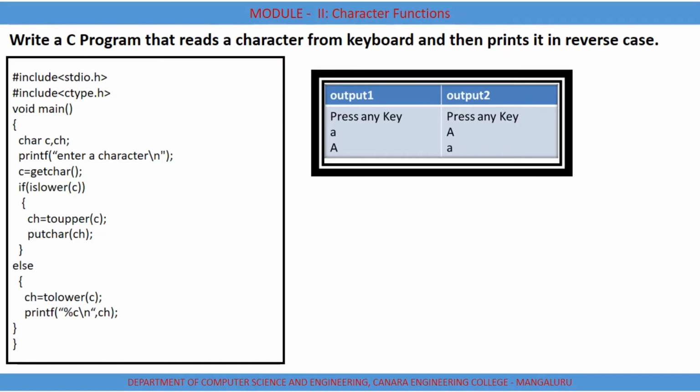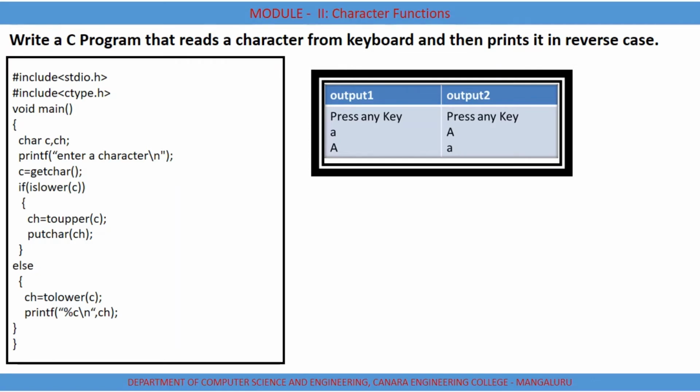And one more thing, we have to check what type of input the user has given, whether it is lowercase or whether it is uppercase. Based on that, we will have to perform the task. So we have to make some decision here. So that's why we need to make use of decision making statements as well as built-in character functions.